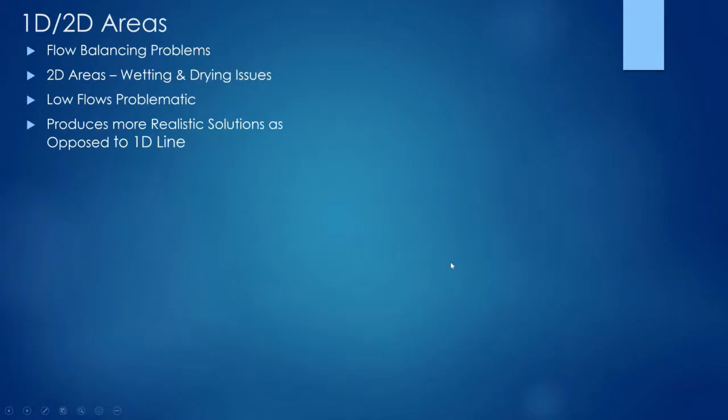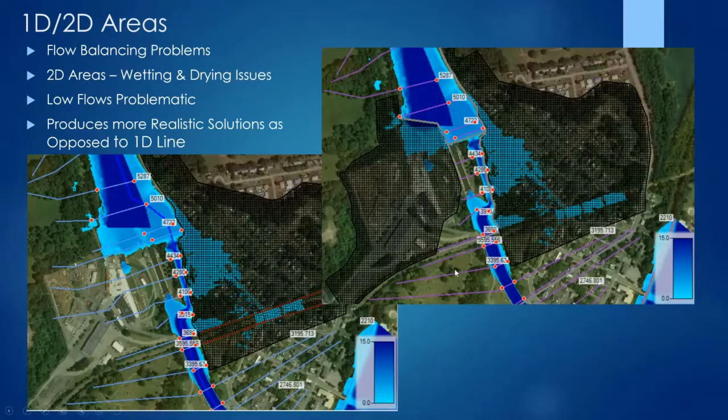So with 1D, 2D areas, one issue is 2D areas in HEC-RAS, in this case, they're fine to start out dry, but if you wet them and then dry them, there's an issue. So with low flows, it can be problematic. The other issue I found is trying to put 1D to 2D areas on opposing sides of the reach. There seem to be some flow balance issues.